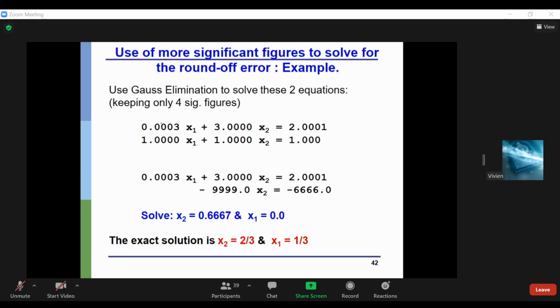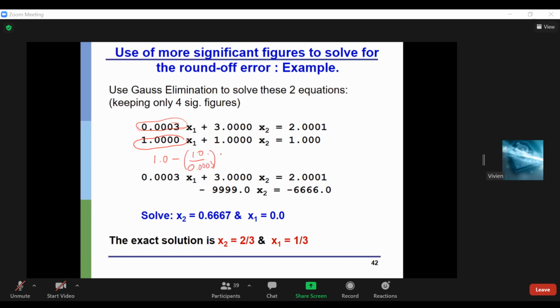Say here we have a 2 by 2 matrix. We have two equations to solve for two unknowns, x1 and x2. We want to create the upper triangular matrix, so we choose this one as a pivot, and then we subtract the second row with the first row, which is multiplied by a factor.